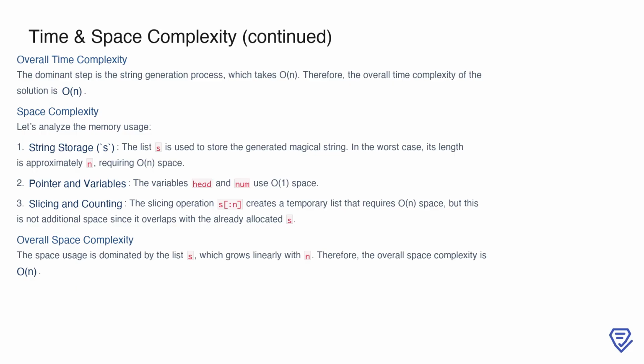Next, let's analyze the space complexity. The list s is used to store the generated magical string. In the worst case, its length is approximately n, which requires O(n) space. The pointer head and the variable number are simple variables and only require O(1) space. When slicing the string s[:n], a temporary list is created, but it overlaps with the already allocated space for s, so it doesn't add to the overall memory usage. Therefore, the space usage is dominated by the list s, which grows linearly with n. This gives us an overall space complexity of O(n).